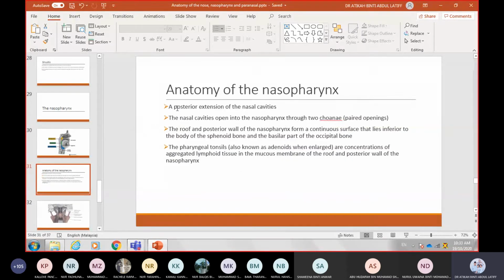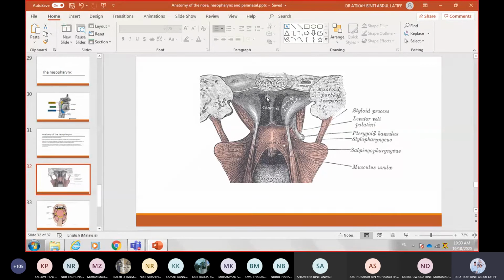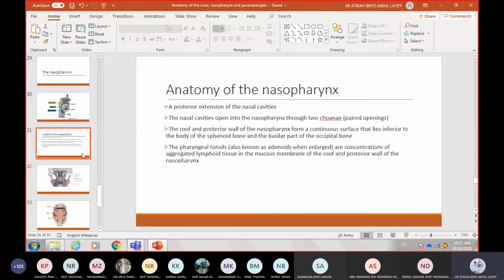The nasopharynx is the posterior extension of the nasal cavity. The nasal cavity is open through the choana. The choana is just the opening from the nasal cavity into the nasopharynx. If you see here, this is the choana, just the opening from the nasal cavity in front, and it opens into the nasopharynx.